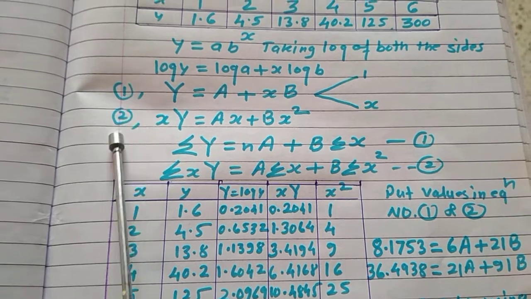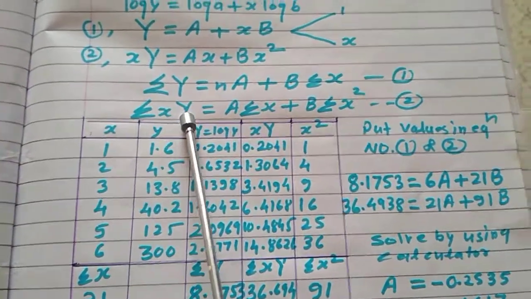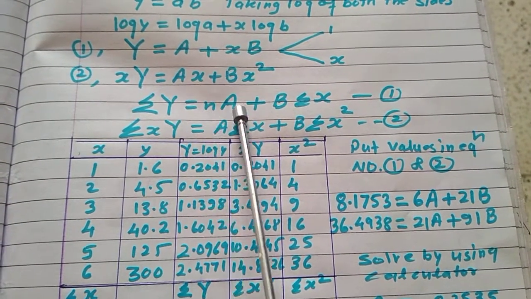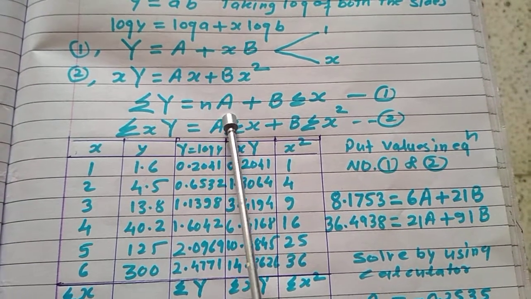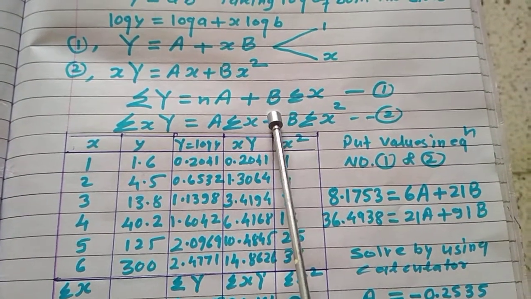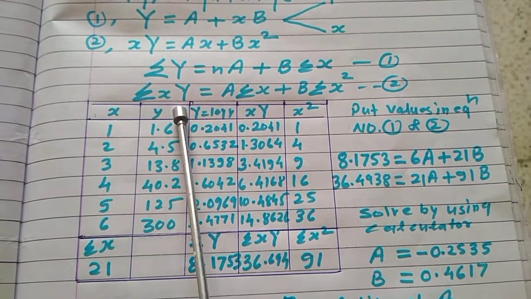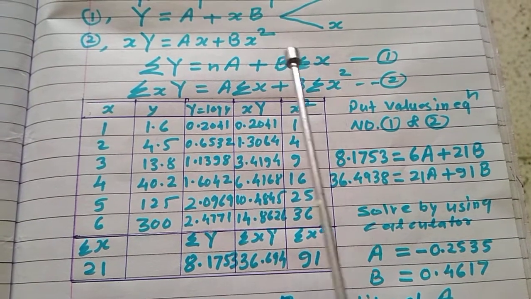Now taking summation of equation number 1 and 2, you will get the new equations 1 and 2. Summation of capital Y is equal to N a, remembering that summation of a constant quantity is equal to N into the constant, plus B summation of small x. And second, summation of xY is equal to A summation of x plus B summation of x square.